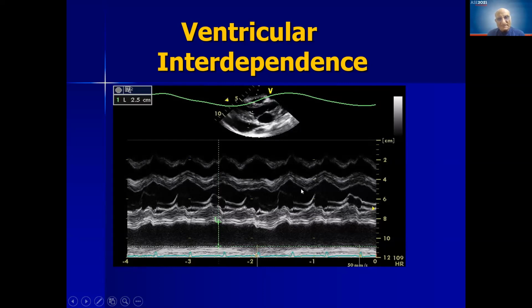Then during expiration, you see the LV increases here. So the RV becomes short and the LV becomes large. This is known as ventricular interdependence. Here is the LV before inspiration, and after inspiration you see how the RV increases in size. During expiration, you see how the LV increases in size and pushes the septum to the opposite side, in the presence of a large pericardial effusion. So this is one of the signs of this.